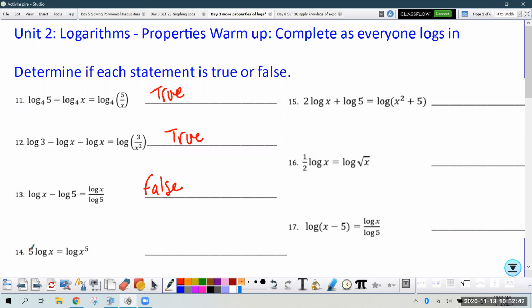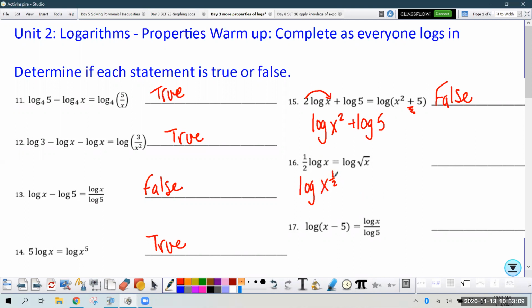For 14, this coefficient can become that exponent, so this one is true. Okay, so this 2 can come up and we can make it log of x squared plus log of 5, but we're not going to add in the argument. Those would be multiplied, so this is false. This 1/2 can become that exponent, and the 1/2 exponent is the square root, so that's true. And there's no property that when you subtract arguments, you can divide logs, so that is false.